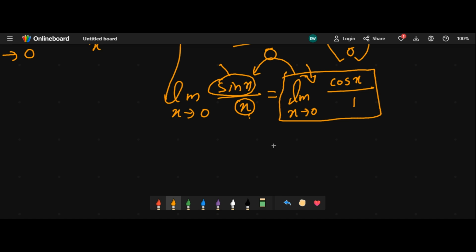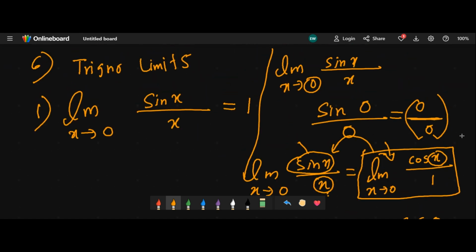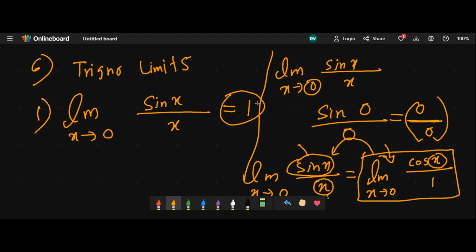Now we'll try to substitute 0 here. So cos 0 divided by 1. You are putting 0 for x. Cos 0 is 1, so 1 divided by 1 is equal to 1. So that's how this one came. See how useful this L'Hopital rule is? This is how it came. But this is a very fundamental rule, so you can just memorize it and write it.